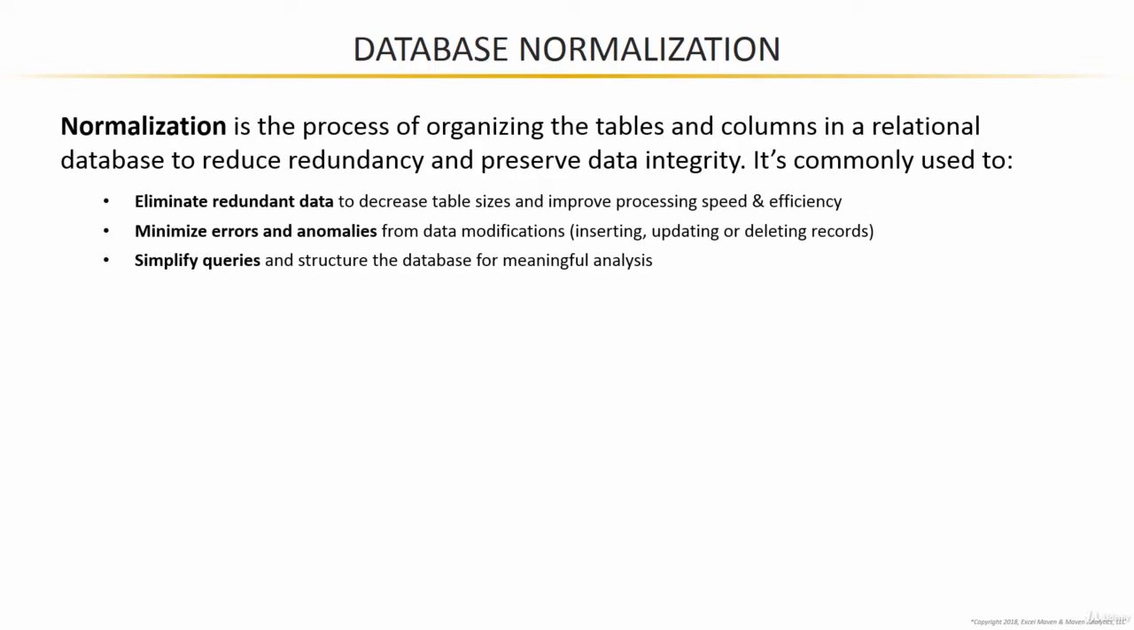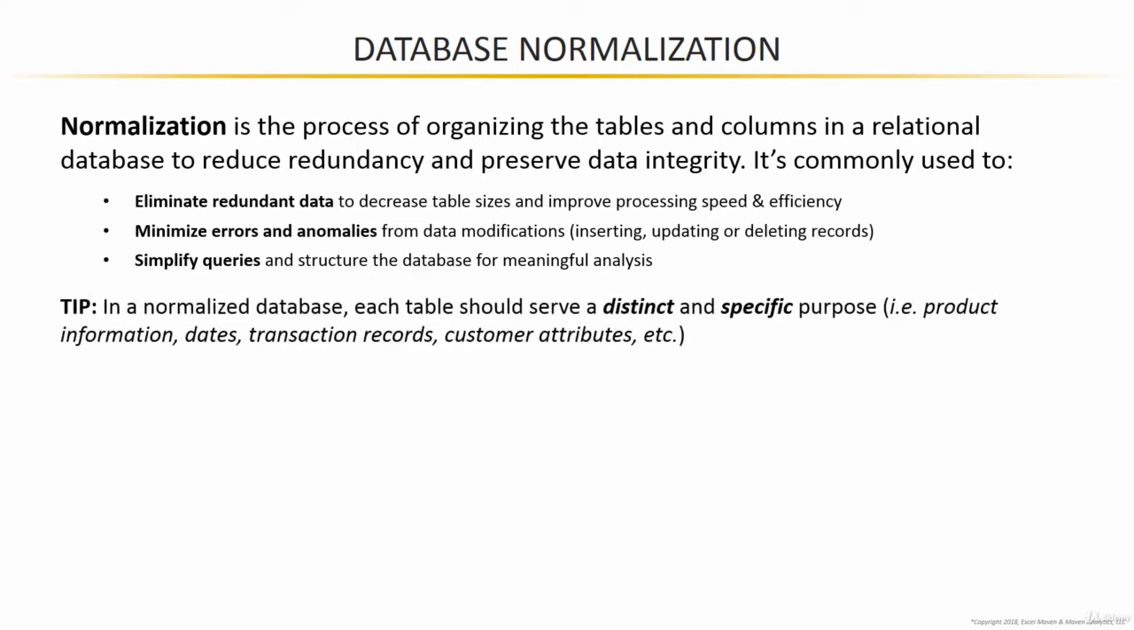So still feels kind of overcomplicated if you ask me. So my tip to remember what normalization is all about is to think of it this way. In a properly normalized database, every table should serve a distinct and specific purpose. So you might have one table that only gives you information about products. You might have another that only gives you information about dates, like a calendar table. You might have one that's only daily transactional records and another that's only about customers.